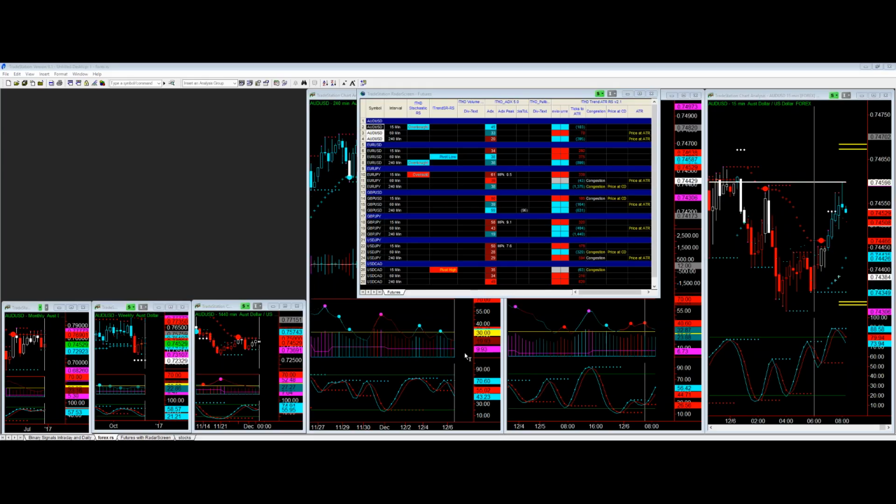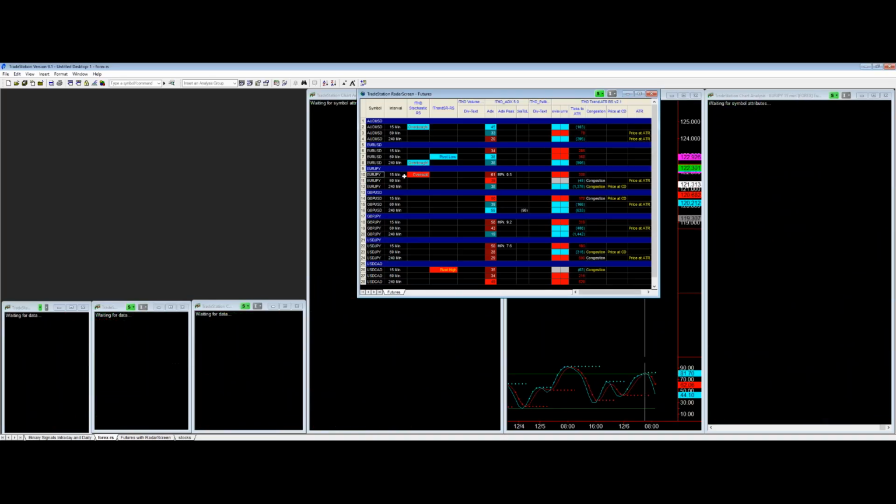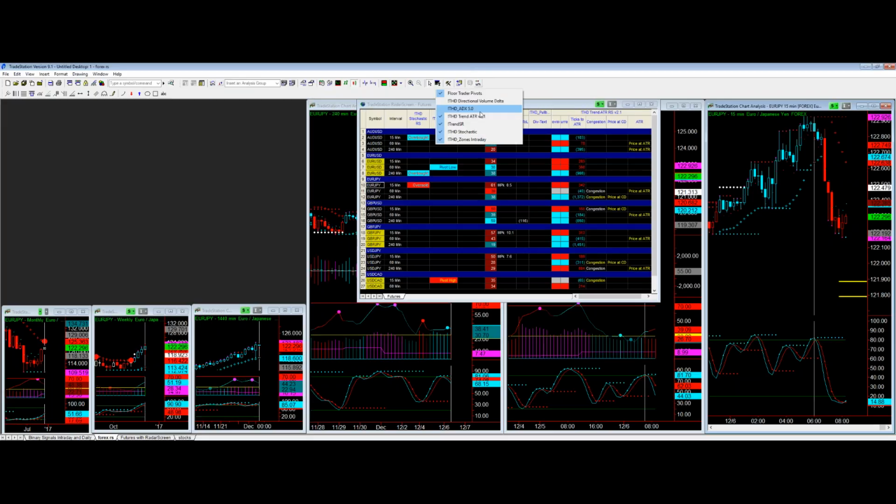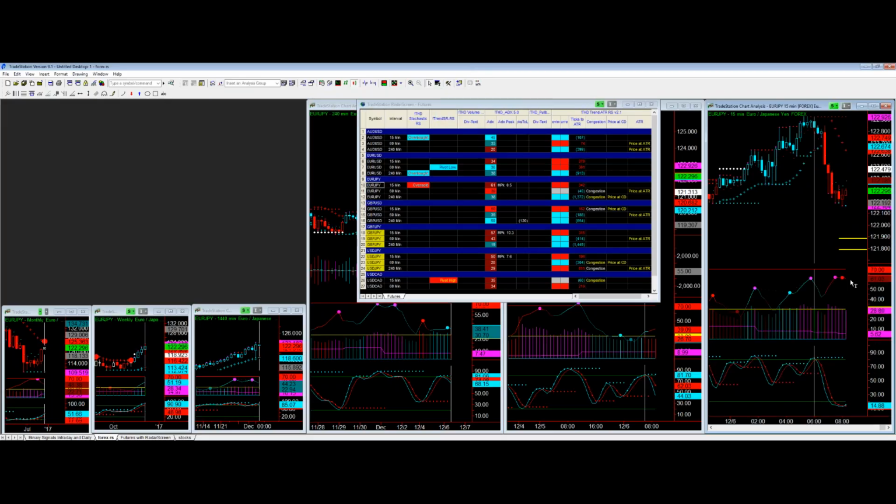So the first column that we have here is the THD stochastics indicator. It simply tells me anytime we have a market that is either overbought or oversold. For example, right now on the euro yen, I know that we are oversold. We're below 20. And if I put the ADX on there, you'll see we just made an ADX magenta peak. That tells me that price should retrace up to the ATR. The ATR is this little plus sign that's on the chart. Those are my entry points.